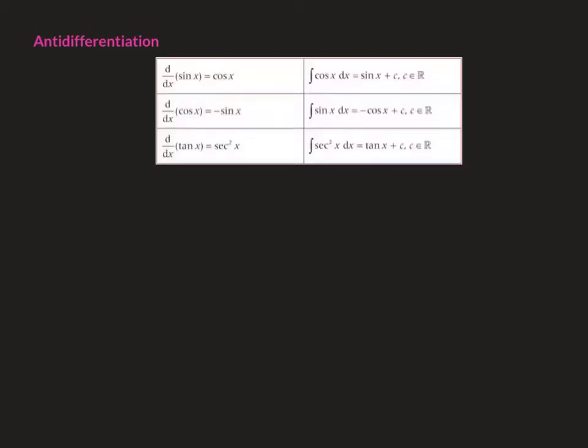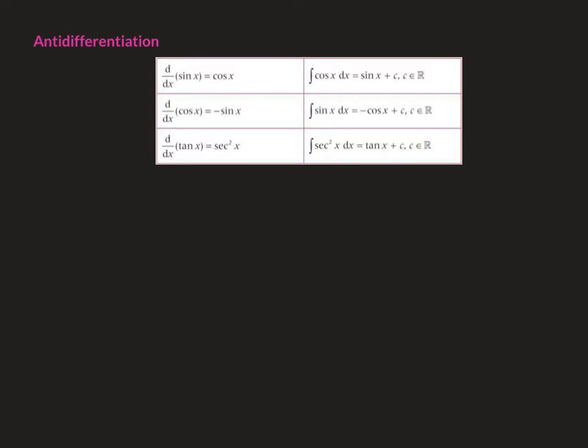Now that we're familiar with the concept of antidifferentiation, we can do two things. The first one is we can find the antiderivatives of functions that you are already familiar with and do direct integration just by looking at the table of derivatives that we have.